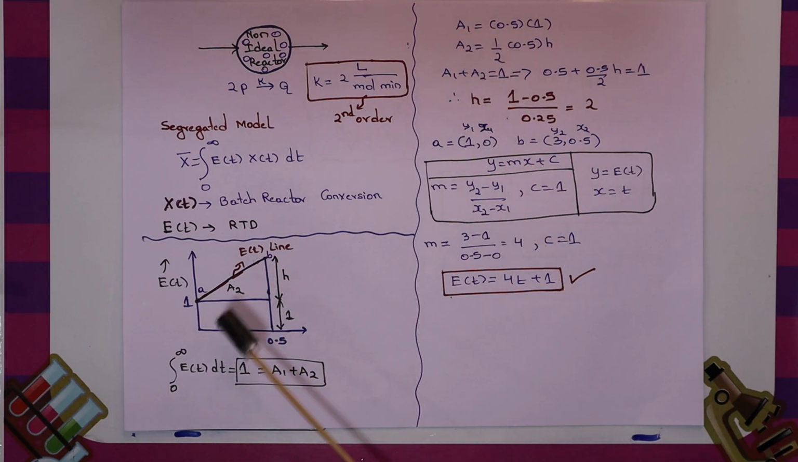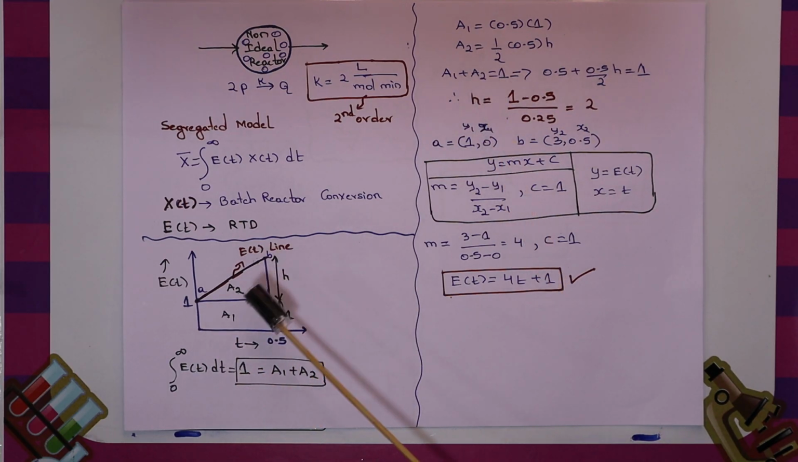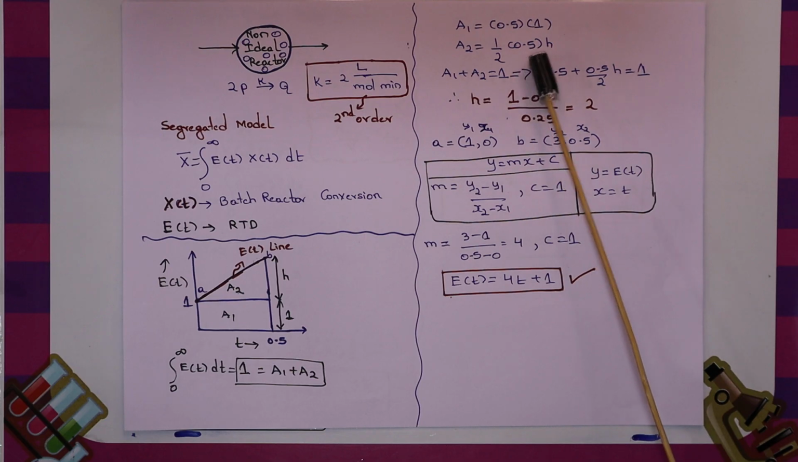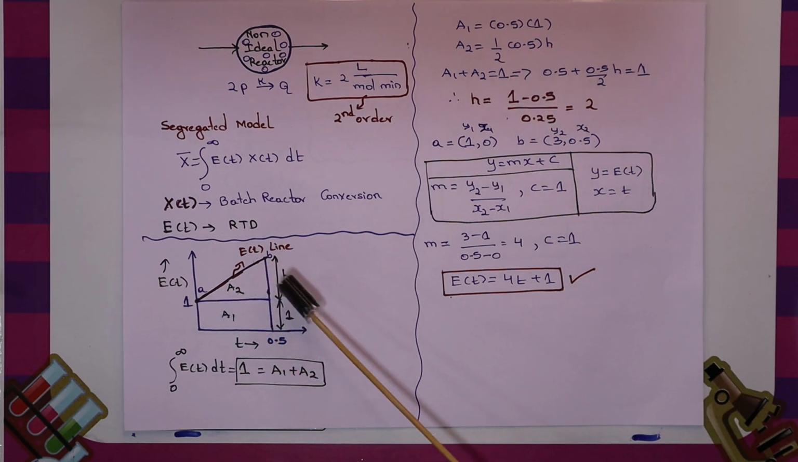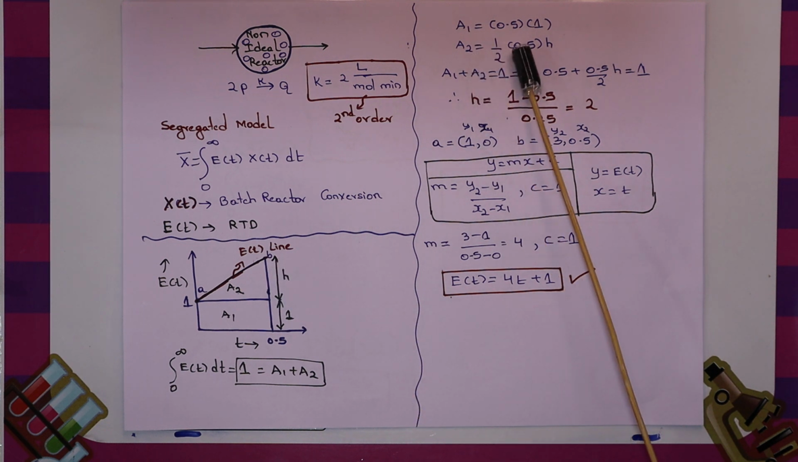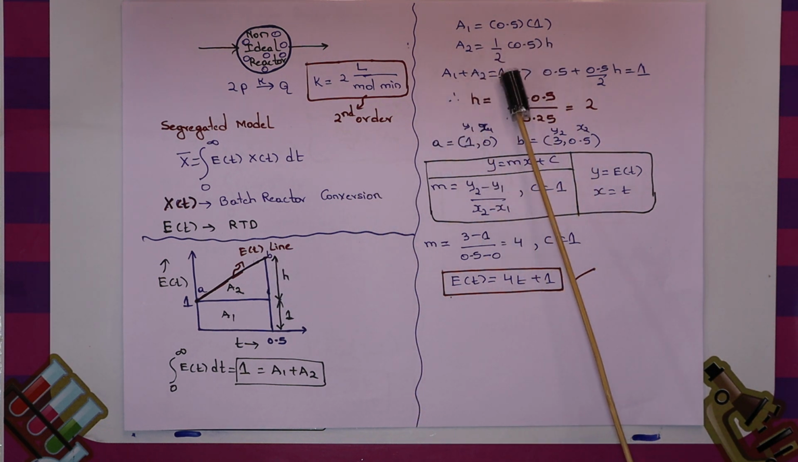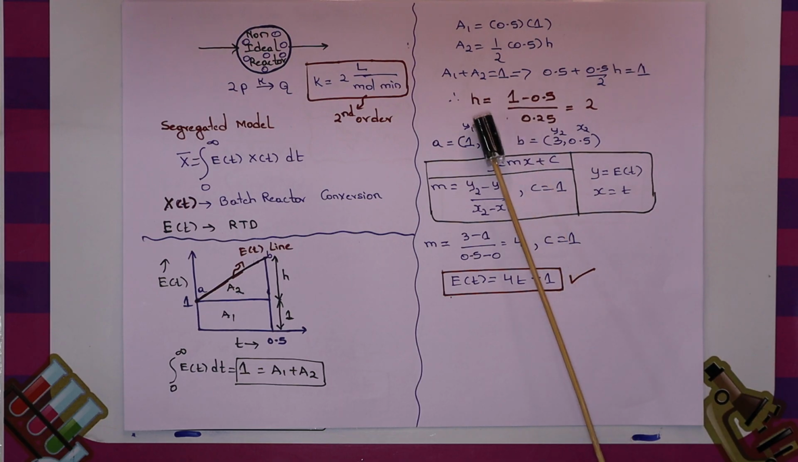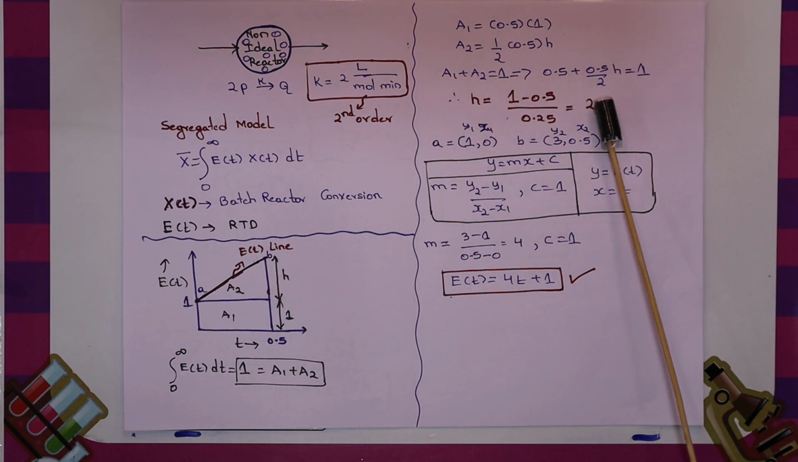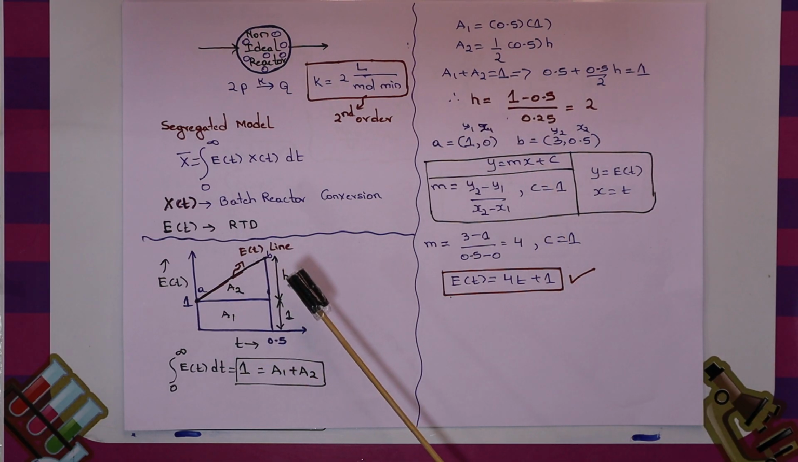What is the area 1? Base into height. Base is 0.5 time and height is 1, which is given. What is A2? The area of the right angle triangle is half base into height. Base is also 0.5. Let us assume h is the height of the right angle triangle. So half into base into height. A1 plus A2 equal to 1. Using this information, you can get h. h is nothing but 2. That means we got the information of h.